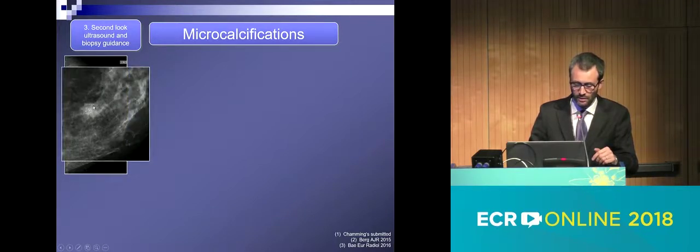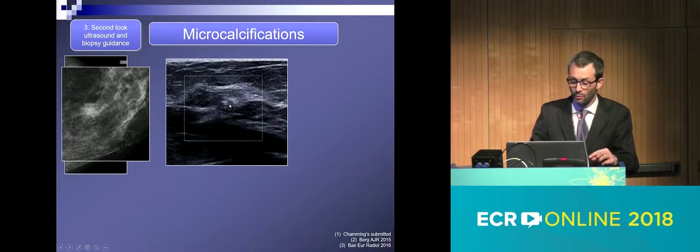Here you see isolated calcification with additional asymmetry. We did perform the ultrasound to find them, and we possibly find them. Maybe there is an echoic spot here, but we're not sure. So maybe you won't do the biopsy under ultrasound guidance if you're not sure there is something here.